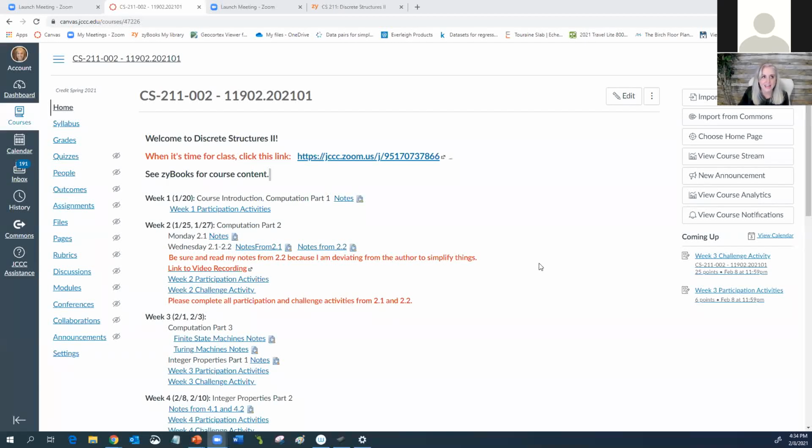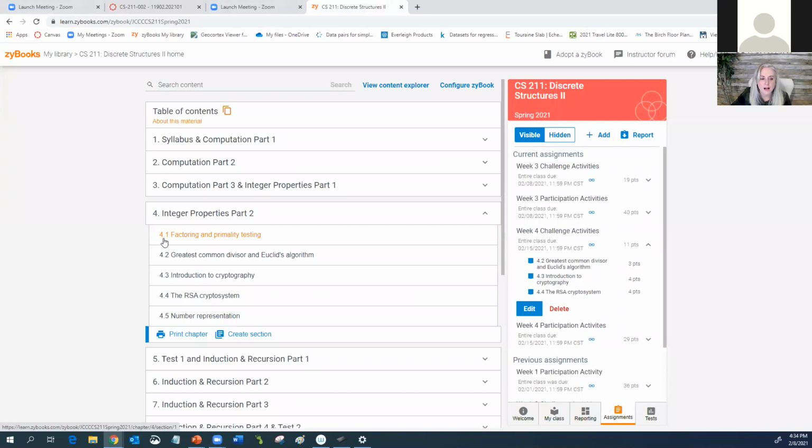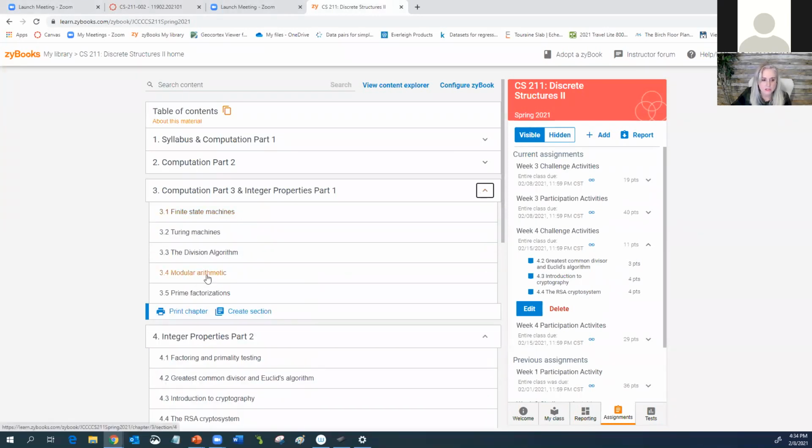We're doing today. Okay, so I'm going to go to Zybooks here. Last week we talked about the division algorithm, and we learned things like how to work with the mod function and the div function, and so on. And we learned a lot of basic vocabulary that you probably already knew about. And then of course the prime factorizations.